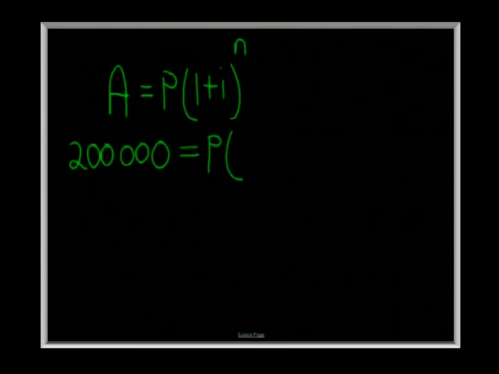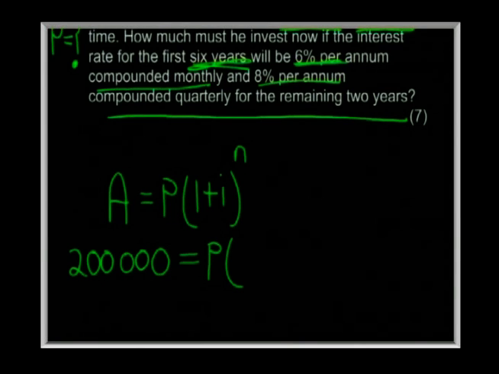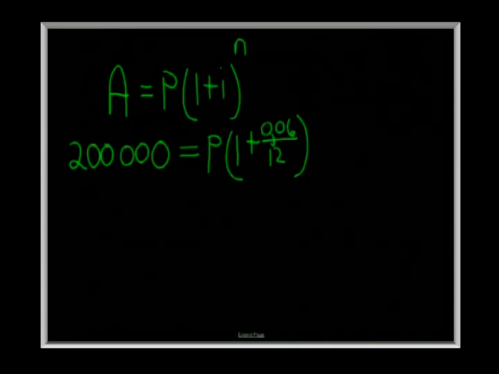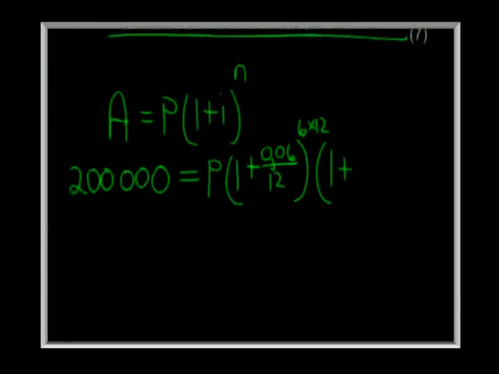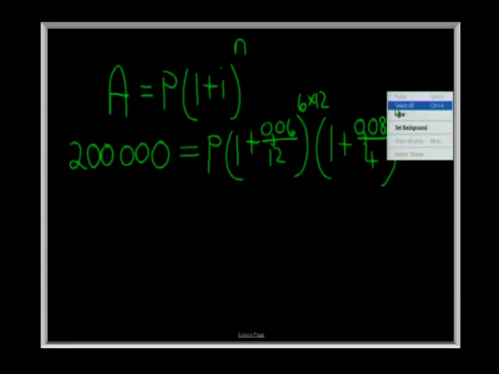Now let's deal with the first part of the calculation. The interest for the first 6 years is 6% compounded monthly. So we'll put that in. 1 plus 0,06 divided by 12. Compounded monthly, so that's 6 years multiplied by 12, which will be 72. Then the interest rate changes, and I'm just going to put another bracket for that. So then I say 1 plus, and the interest rate changed to 8% per annum compounded quarterly, and that's for a further 2 years. So that is 0,08 divided by 4, because it's compounded quarterly, and that is for a further 2 years, so that is 2 times 4.